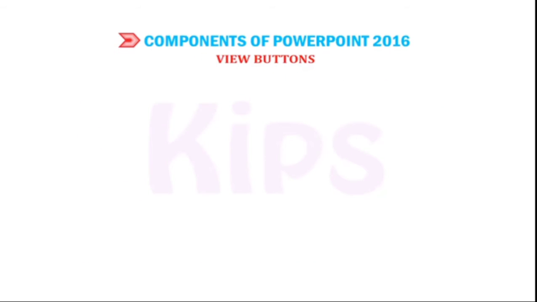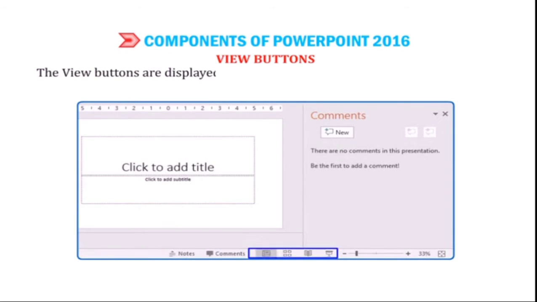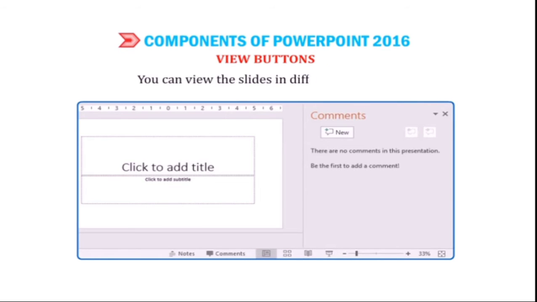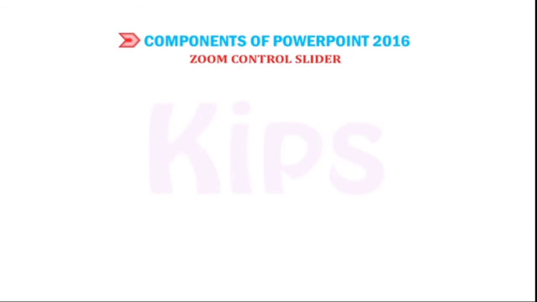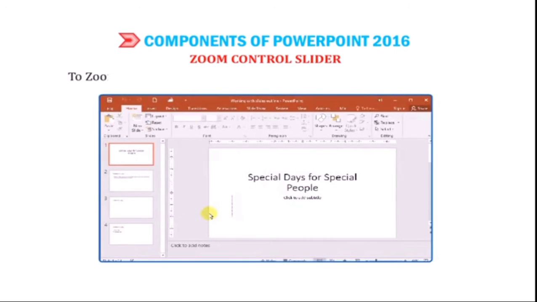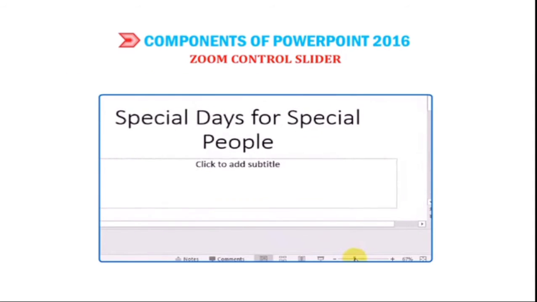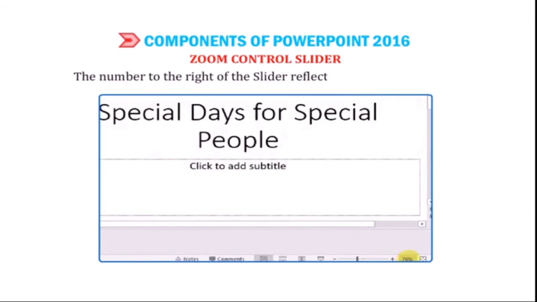View buttons. The view buttons are displayed towards the left of the Zoom control slider on the status bar. You can view the slides in different formats. Number 1, Normal. Number 2, Slide Sorter. Number 3, Reading View. Number 4, Slideshow. Zoom Control Slider. To zoom in or out, click and drag the slider to use the zoom control. The number to the right of the slider reflects the zoom percentage.